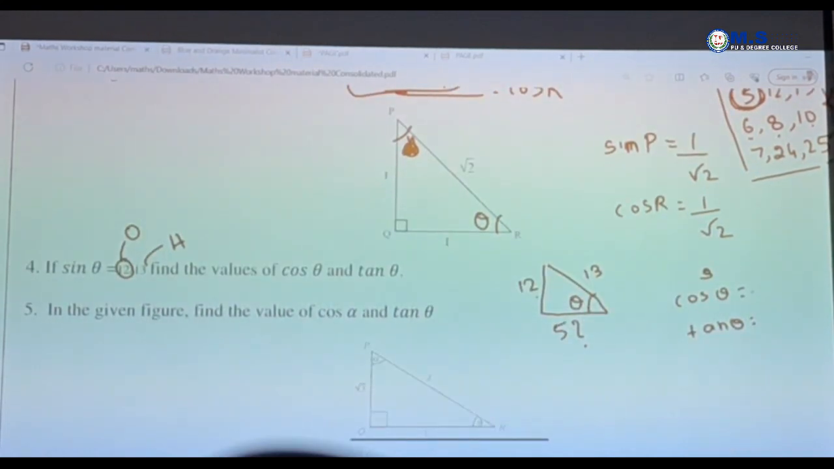Now put cos theta. Cos theta is 5 by 13. What is tan theta? Tan is opposite by adjacent. So it is how much? 12 by 5. Okay. That's all.